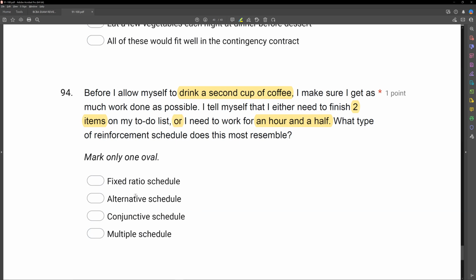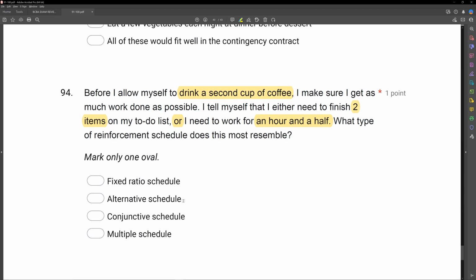That's what separates alternative from conjunctive. An alternative schedule has a requirement where either a ratio schedule or an interval schedule needs to be completed. A conjunctive schedule says a ratio and an interval schedule need to be completed. It's a very important distinction. Again, alternative says ratio or interval. Conjunctive says ratio and interval. In this case, I need to do a ratio or an interval schedule in order to earn my reinforcement.